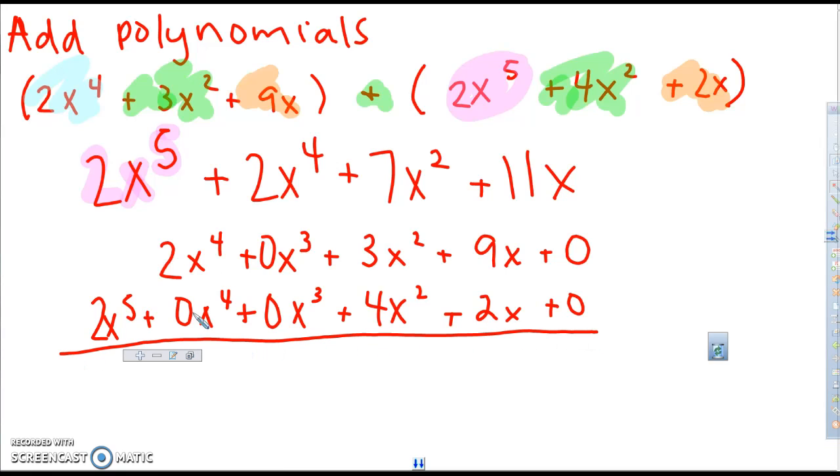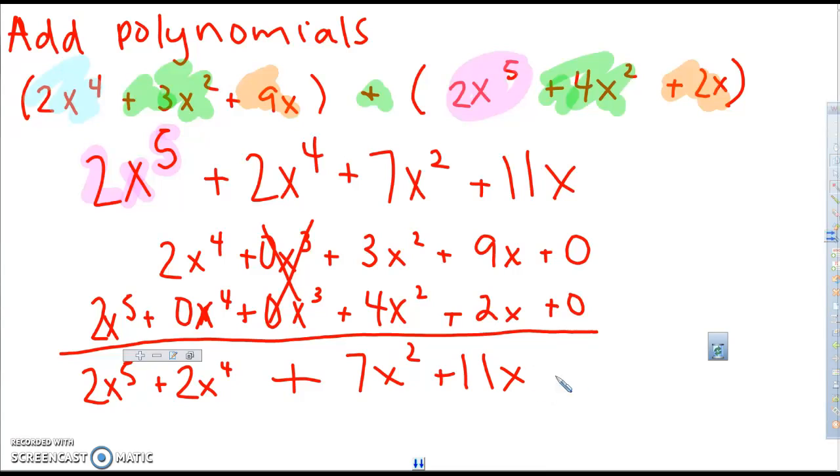And the only reason I leave the zeros here is because this is a place value, so I don't add the 2x to the 4th and the 2x to the 5th, because those don't have the same exponent. I can't add them together. So I'm going to use that 0x to the 4th as a placeholder. And then I would just add down 2x to the 5th plus 2x to the 4th. I see that there's nothing going on here. This would give me 7x squared plus 11x. I get the same thing either way. It's just whether I'm wanting to line it up or highlight like terms or whatever. Okay, so let's try one on your own.